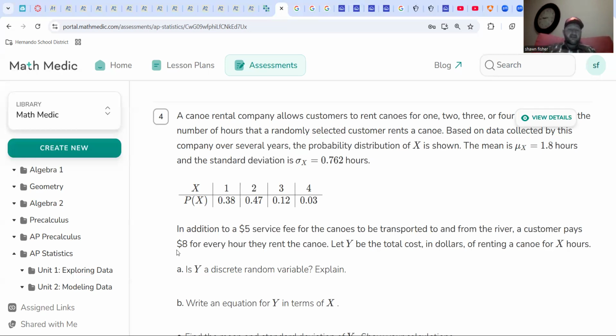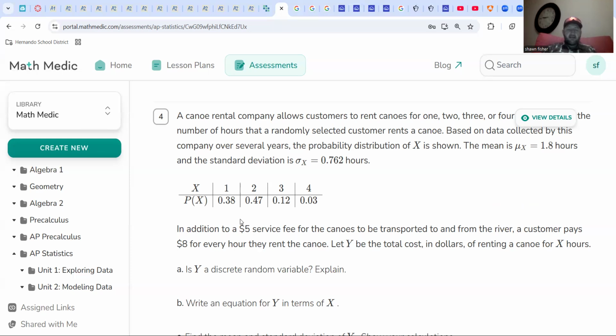So if it's 1 hour times 8, there it is. 2 hours times 8, there it is. 3 hours times 8, there it is. Y is the total cost based on this distribution for renting a canoe for X hours. Is Y a discrete random variable?